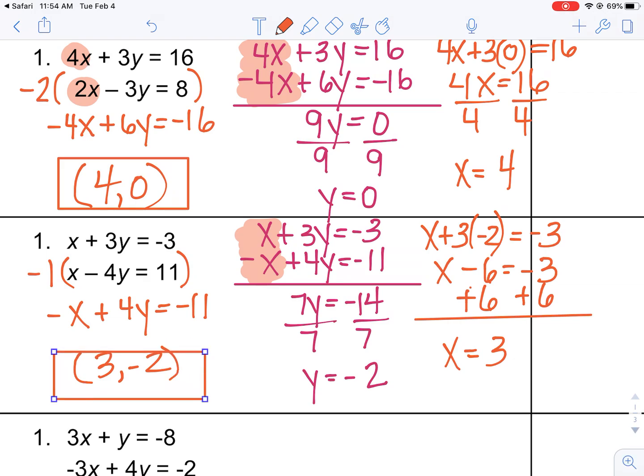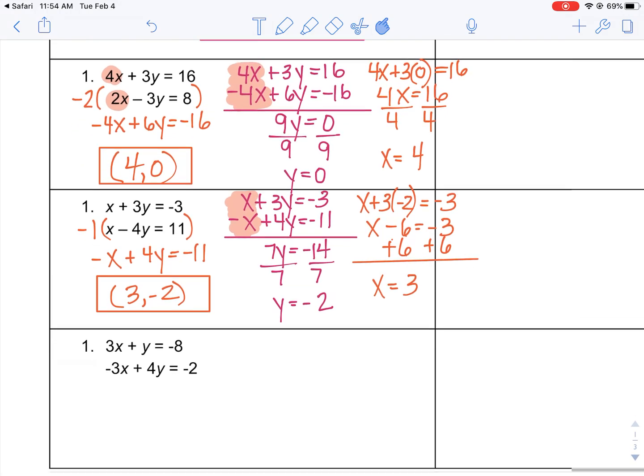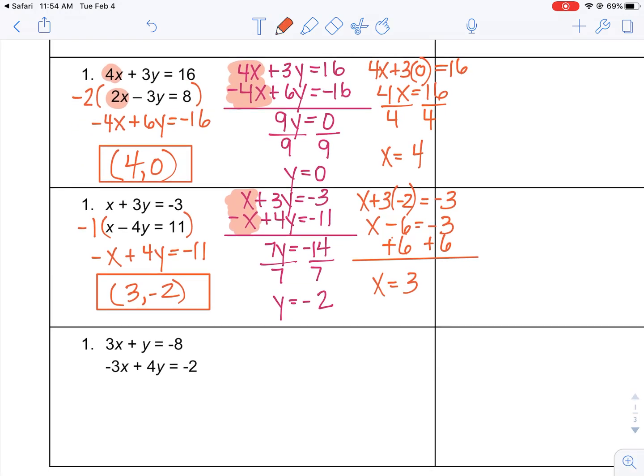So really this is about decision making in order to eliminate the variable. Let's take a look at example 3. In example 3, I can already see when I put these together, my 3x's are going to go away. So I don't need to multiply a number through the equation. I can just go ahead and put these together.